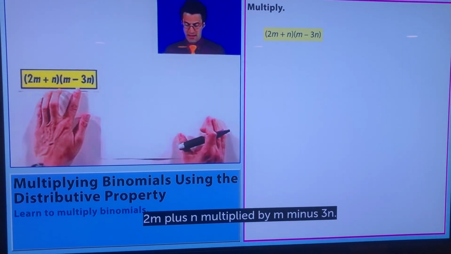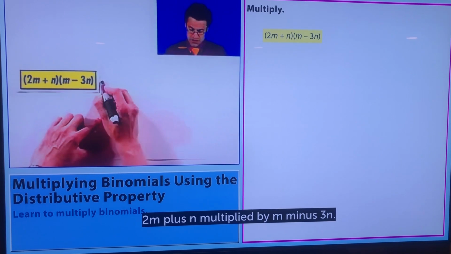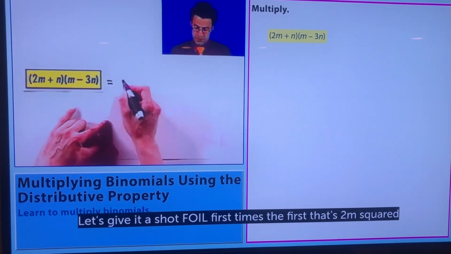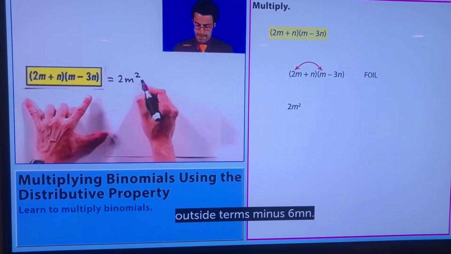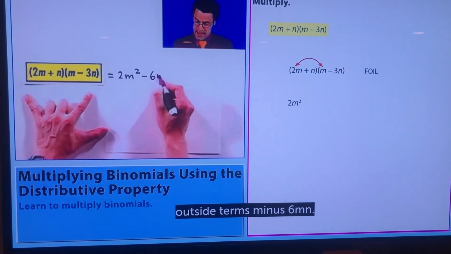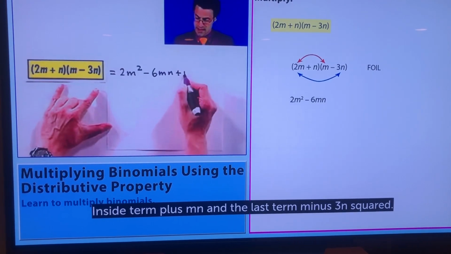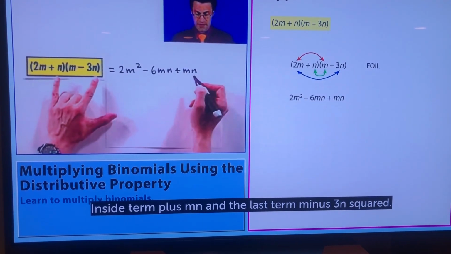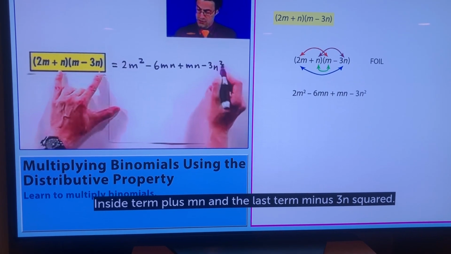2m plus n multiplied by m minus 3n. Let's give it a shot. FOIL. First times the first. That's 2m squared. Outside terms, minus 6mn. Inside term, plus mn. And the last term, minus 3n squared.